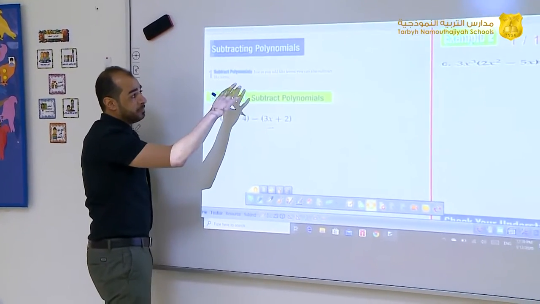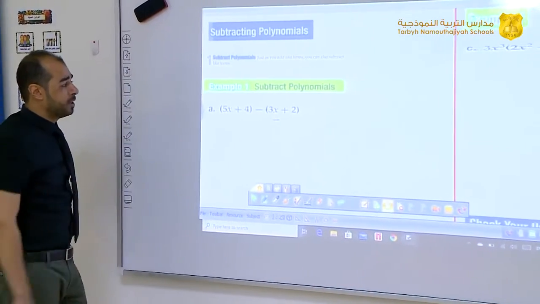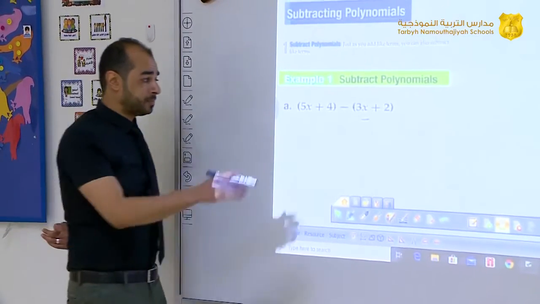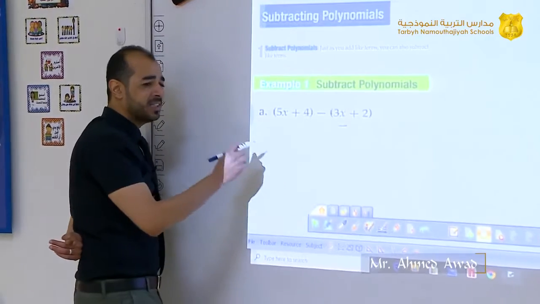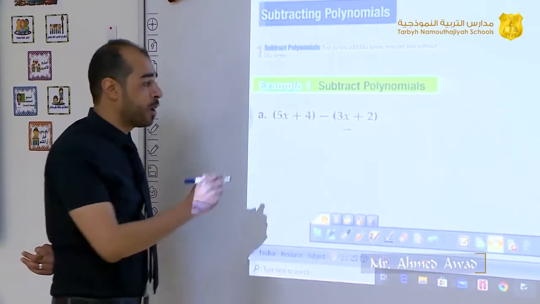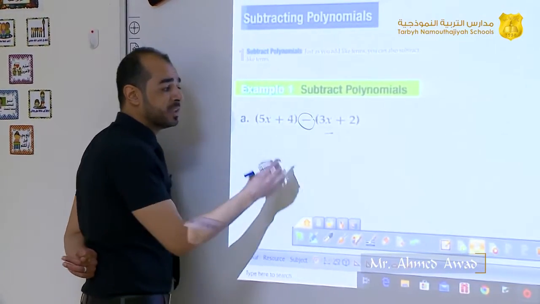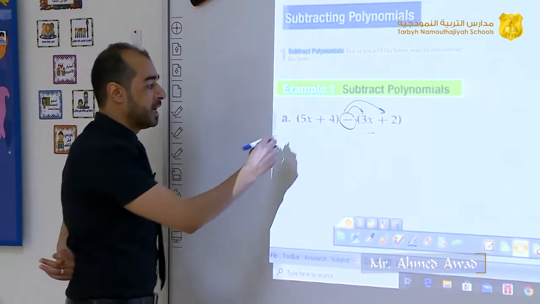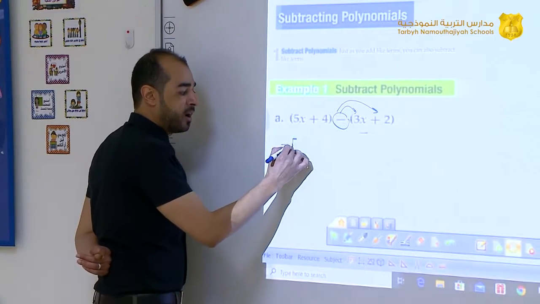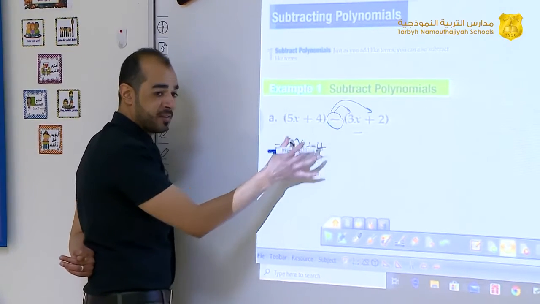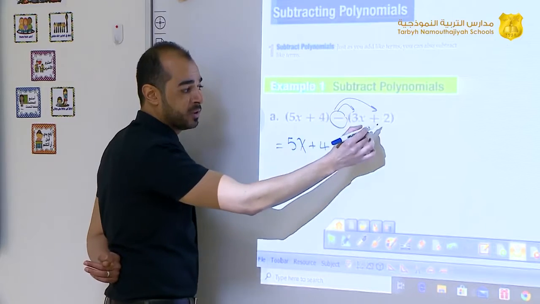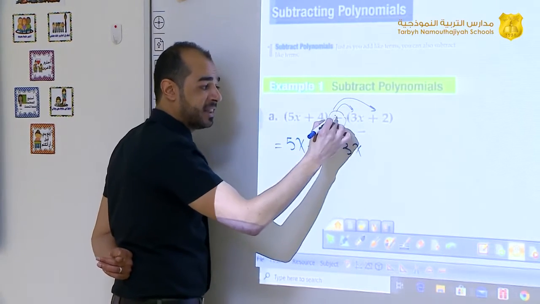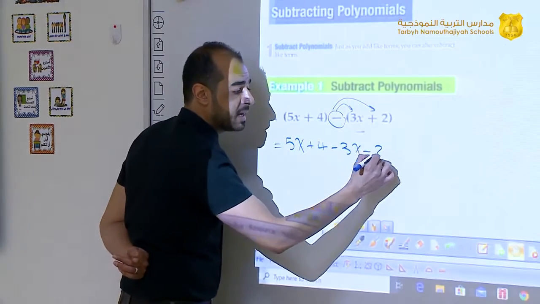Okay. So here, if we have two polynomials like that, 5x plus 4 minus 3x plus 2, as we did with adding, but here I will do an additional step, which is to distribute this negative sign over the second one and write it as one expression. So here it will be equal to 5x plus 4 as given, put it down, and let's distribute this sign over the second binomial. So negative 3x, it will be minus 3x, and negative positive 2, it will be negative 2.